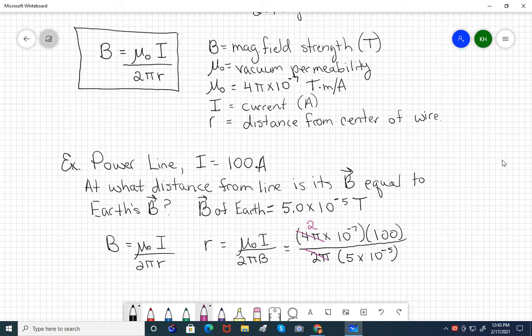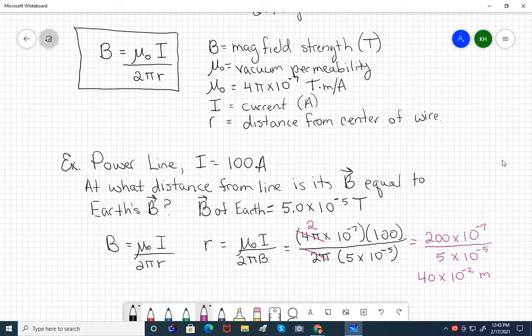2 times 100, I can do this without a calculator. 2 times 100 gives me 200 times 10 to the negative 7. This is what we did before we had calculators. Over 5 times 10 to the negative 5th. 200 divided by 5 is 40. 10 to the negative 7 divided by 10 to the negative 5 is 10 to the negative 2. It's going to be in meters.